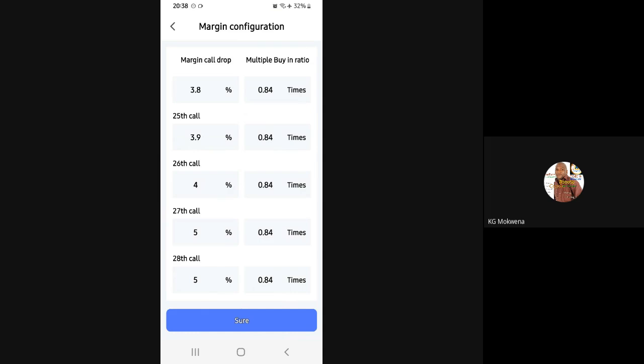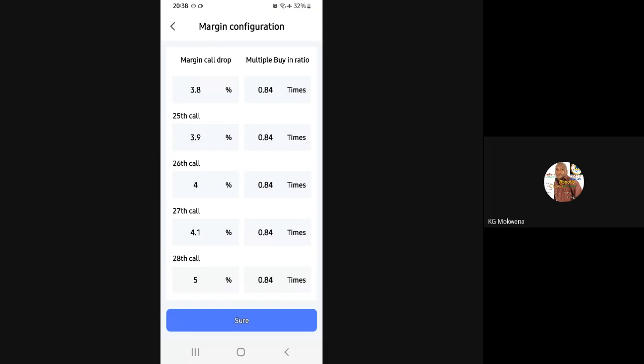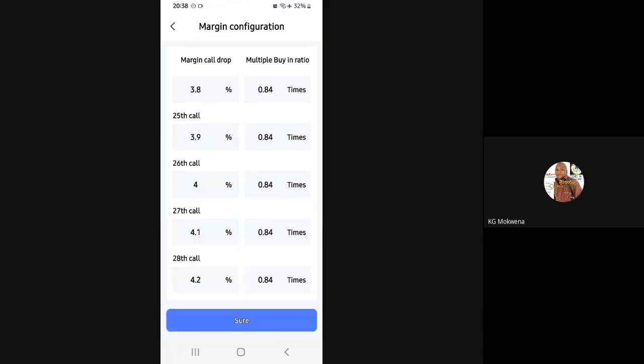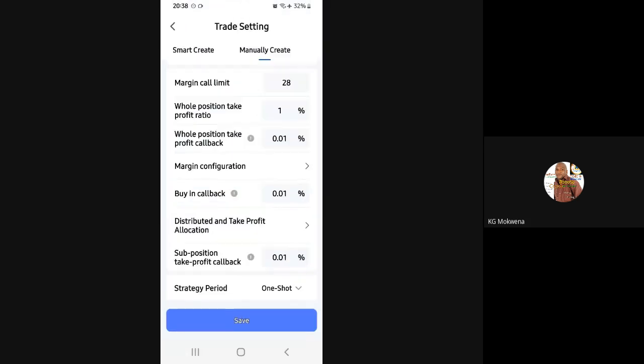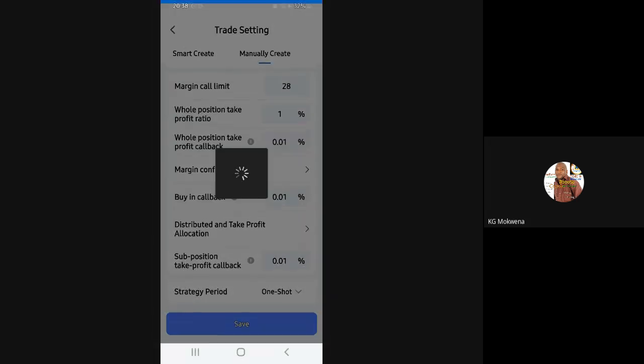5.5, it's okay. But remember there's money coming. So okay, move again. 27, make it 4.1, and 28, make it 4.2. Because it's Bitcoin. Yes, 4.1. And then 28, 4.2. It's okay. Move it like that. It's fine. We shouldn't be scared. And then at the bottom there, you'll save. Okay, so now you can save everything.